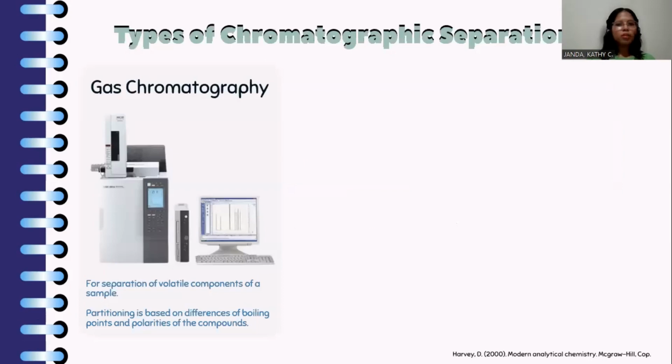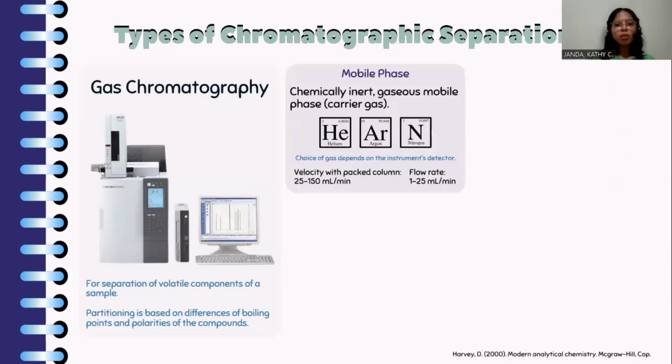First is gas chromatography, which is used for analyzing volatile components in a sample, with the boiling points and polarities of the compounds as the basis of separation. In GC, the mobile phase used is a chemically inert gas, which is called the carrier gas. Helium, argon, and nitrogen are commonly used in this instrumentation and are selected based on the instrument's detector. Other factors to consider: for packed columns, the velocity of the mobile phase is usually 25 to 150 milliliters per minute, while the flow rate for the capillary column is 1 to 25 milliliters per minute.